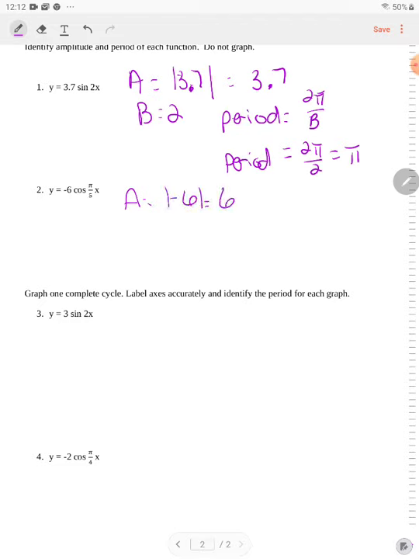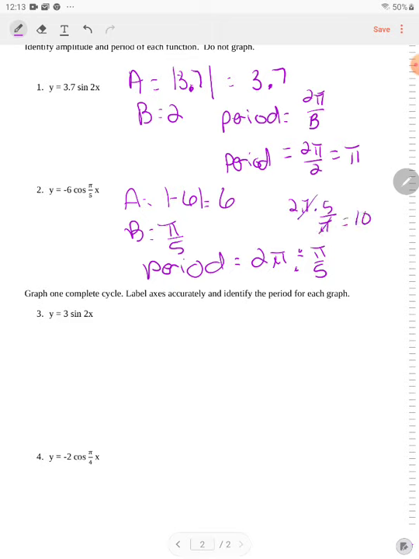Notice amplitude is always positive. The b value is pi over 5. So the period is 2 pi divided by pi over 5. So to do our math, we'll do 2 pi times 5 over pi, which is 10. So in this case, our period is 10, whatever the units are.